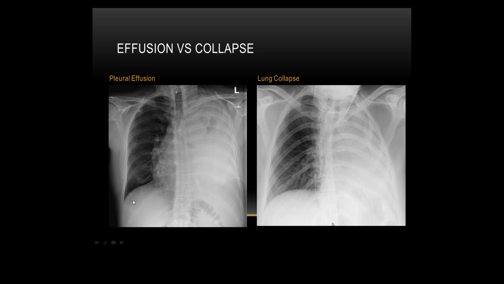Conversely, with pleural effusion, what's happening is that the effusion is filling the pleural space, it's increasing the volume of the thorax, and it's going to push things away from it. So the trachea will deviate away from it. So you can see more of the heart on here.